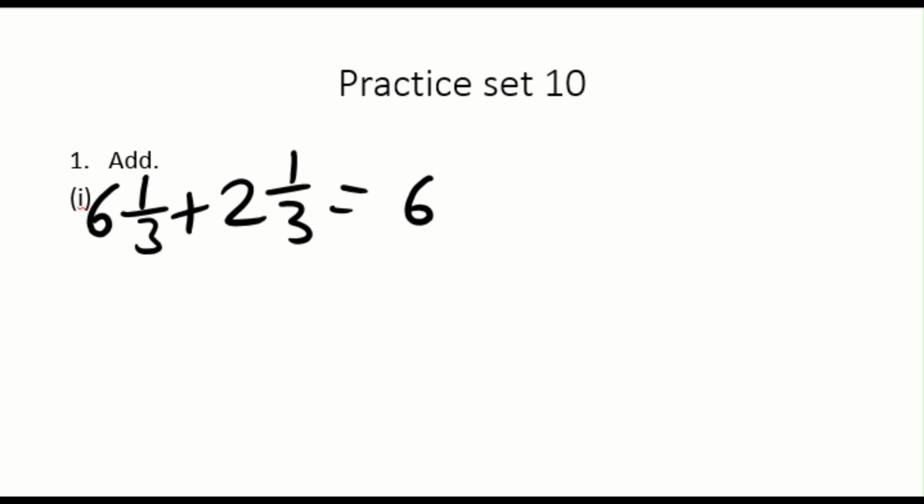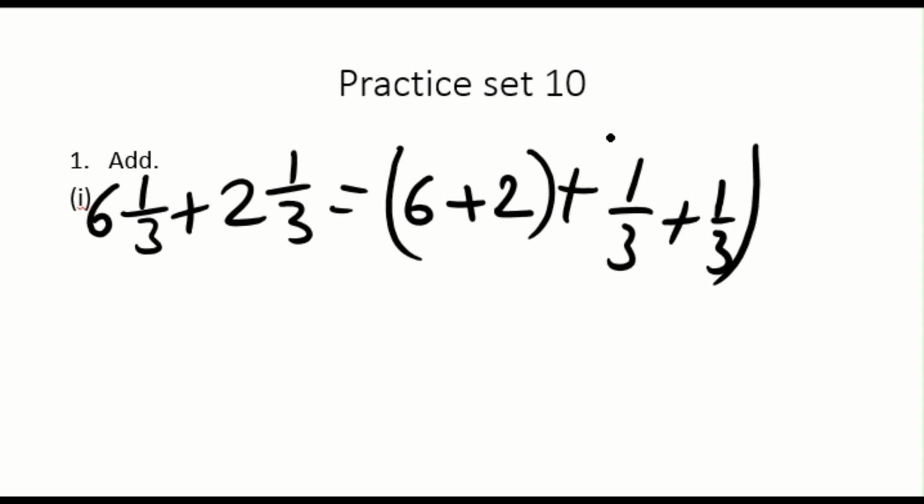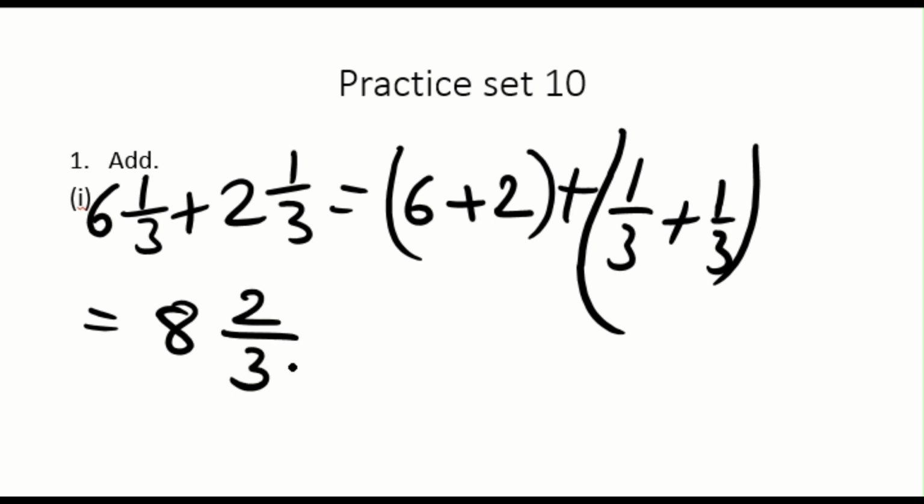Okay, so let me do it by the first method only. According to the first method, we are going to add the whole numbers plus the fractions, 1 upon 3 and 1 upon 3. As these fractions are like fractions, we don't have to do much effort. 6 plus 2 is 8 and 1 plus 1 is 2 upon 3. So our answer is 8 2 upon 3. Okay, we don't need to simplify it further because this is the correct answer. Okay, next question.